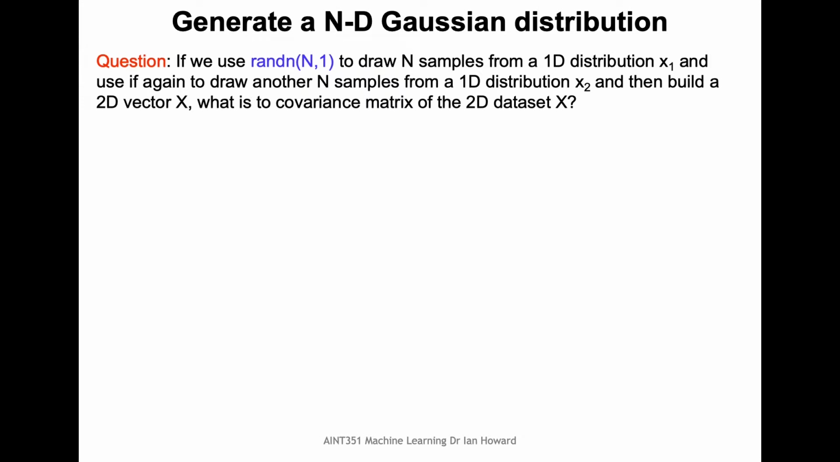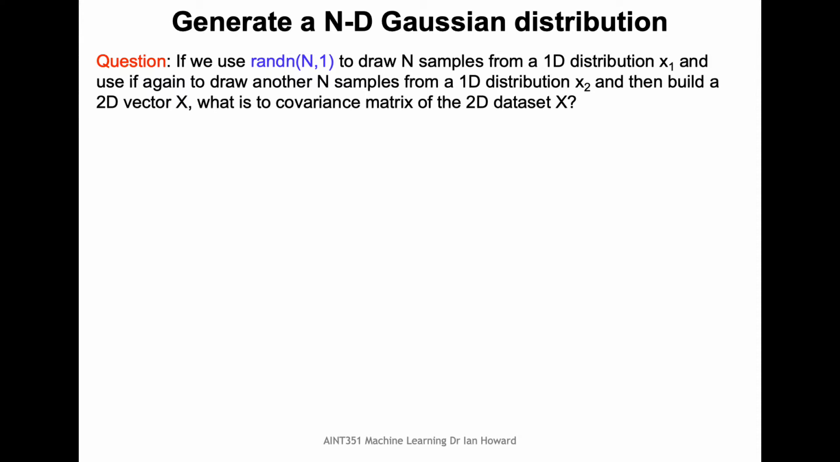Now here's a question. This is something out of an exam. If we use RANDN to draw n samples for a 1D distribution, and we get x1, and use it again to get n samples for a distribution, and we end up with x2, and then build a 2D vector x, where x1 is one of the features and x2 is one of the other features. It's not very clear in that question. What does the covariance of this data set look like?